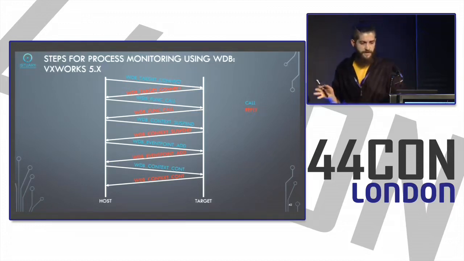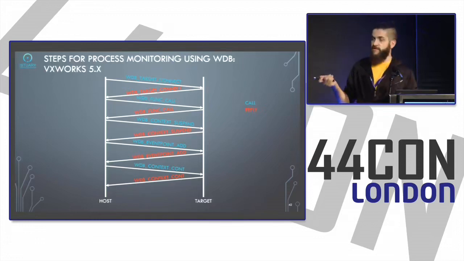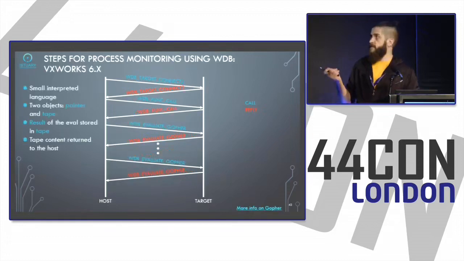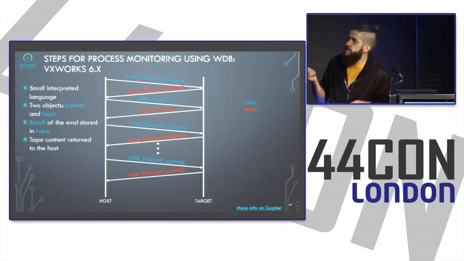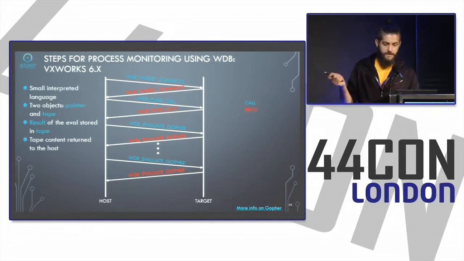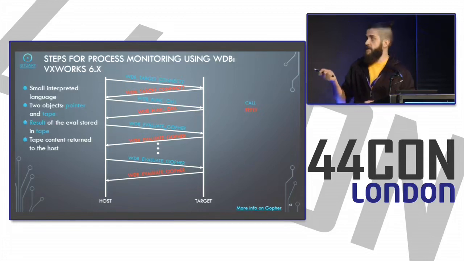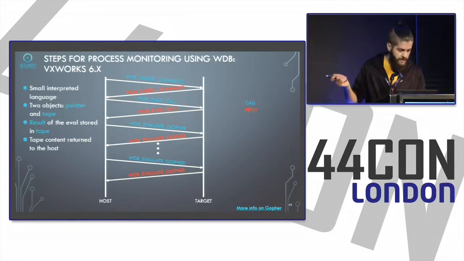On VxWorks 6 they introduced some new procedures, so it's slightly different. The first one, not very original, is that they use the WDB target connect. The only difference is that it adds in the payload a way to identify the host, just a string, you name it whatever you want. And then again the function call to set the task breakable.